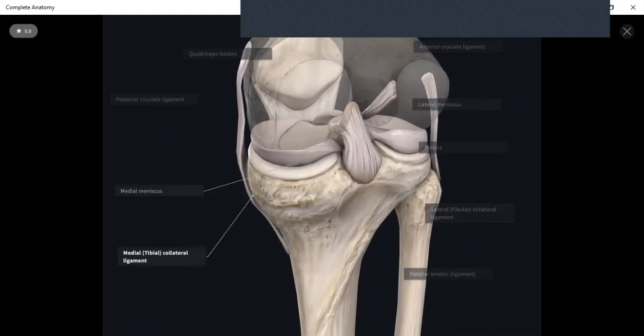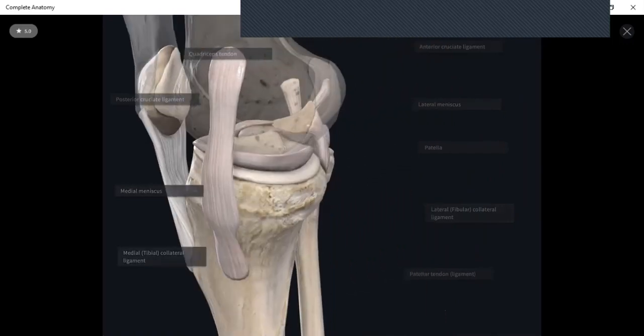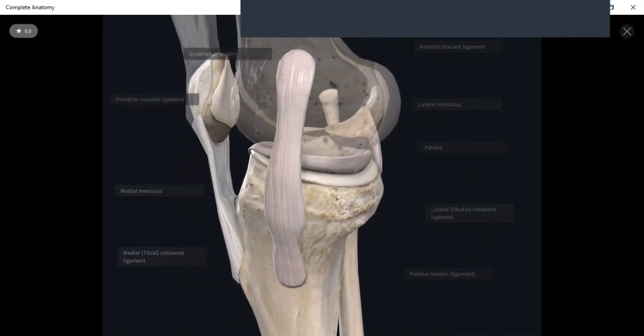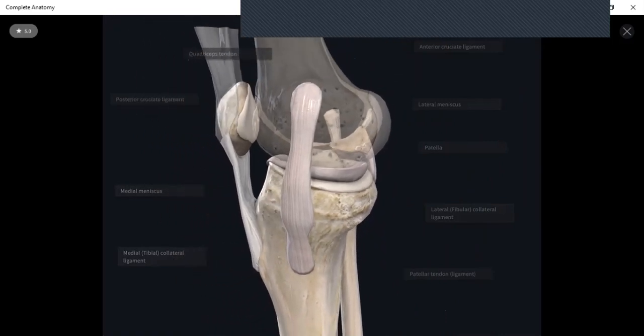The second ligament is the medial collateral ligament, also known as the tibial collateral ligament. Now, unlike its counterpart, it's really flat and more like a band, and it runs from the medial epicondyle of the femur to the tibia.